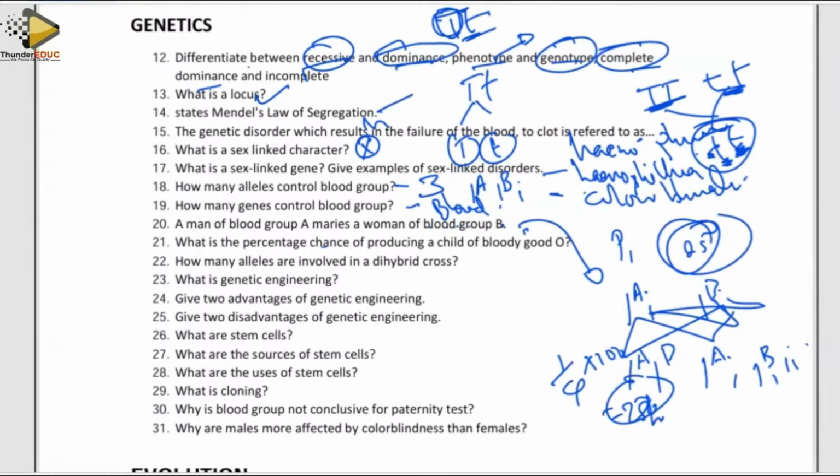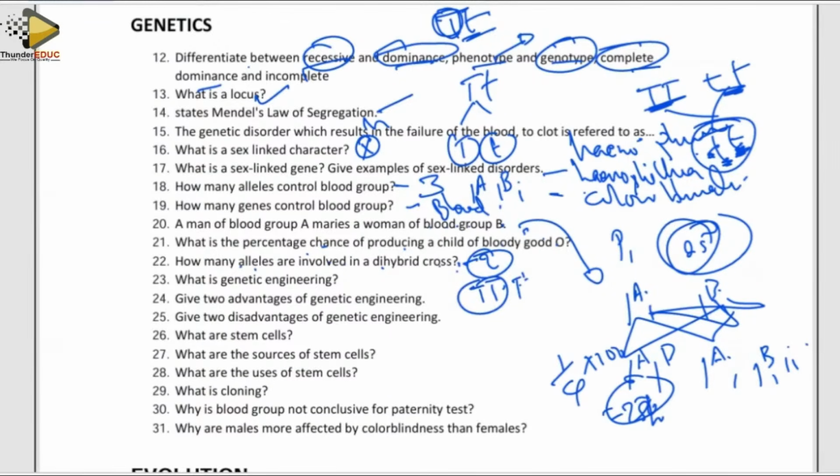How many alleles are involved in the dihybrid cross? Basically, there are 2 characters involved in this case. That's why they call it a dihybrid cross. Each character will have 2 alleles, so it means that there are going to be 4 alleles. You guys have to take note of that.